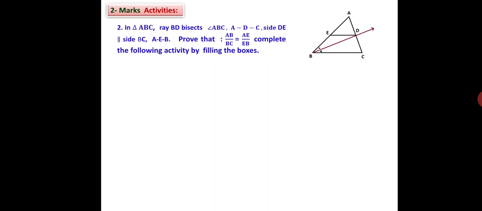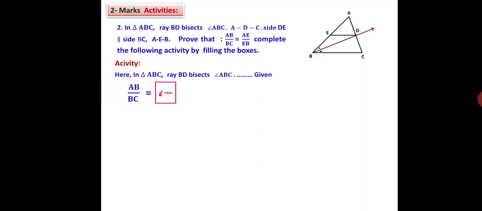In triangle ABC, ray BD bisects angle ABC. ADC is the betweenness, side DE parallel to side BC, AEB is the betweenness. You have to prove that AB upon BC is equal to AE upon EB. Complete this activity by filling the boxes. You could see here in triangle ABC, ray BD bisects angle ABC, it is the given thing.